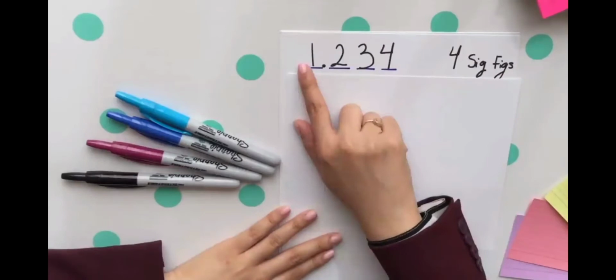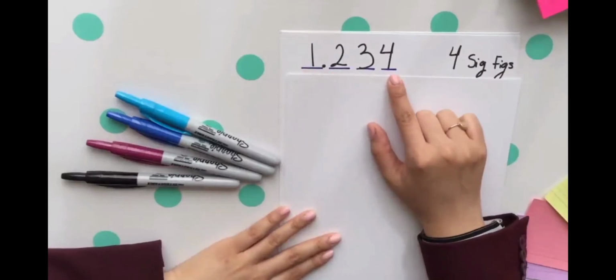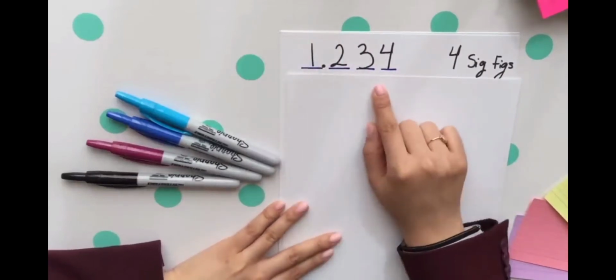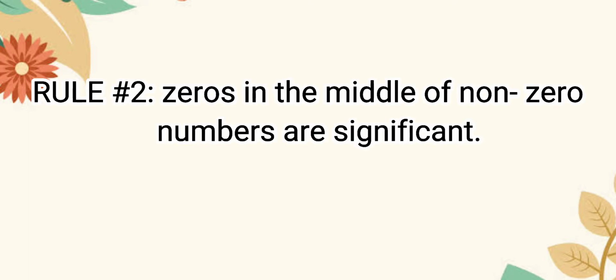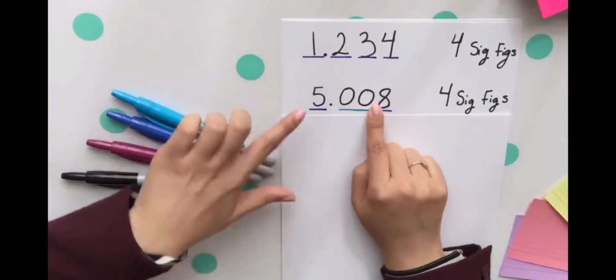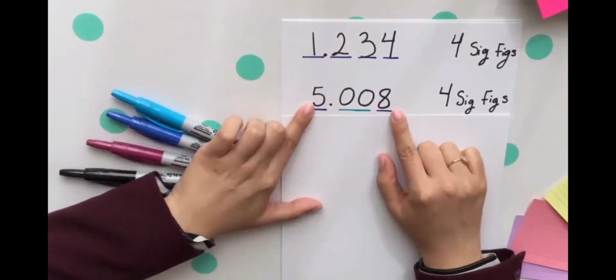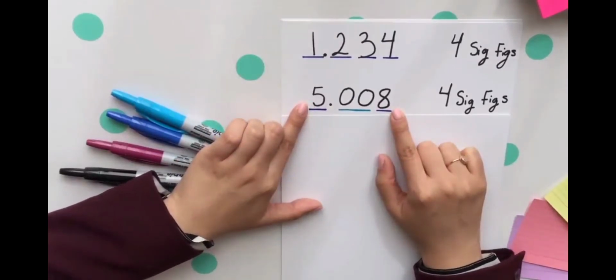Rule number 1. All numbers that are not zero are significant. Looking at the first example, every single one of these digits is significant because they are non-zero numbers. Rule number 2. Any zeros in the middle of non-zero numbers are significant. These two zeros are in the middle of 5 and 8. 5 and 8 are two non-zero numbers, so every single digit counts as significant.